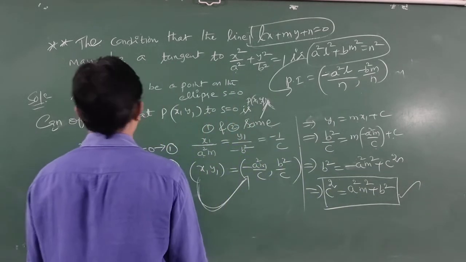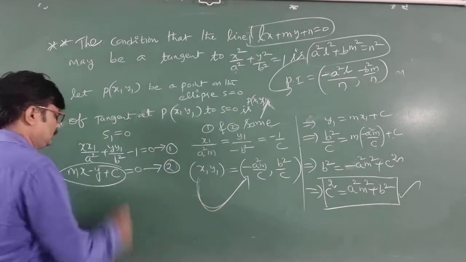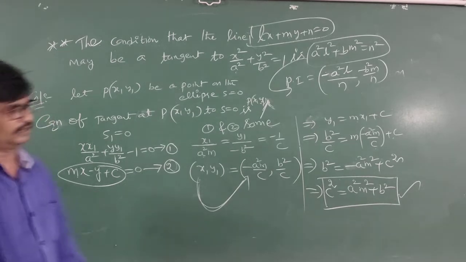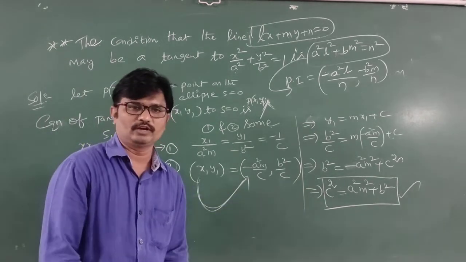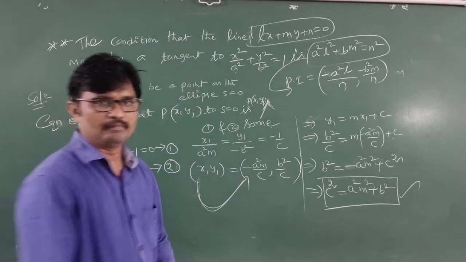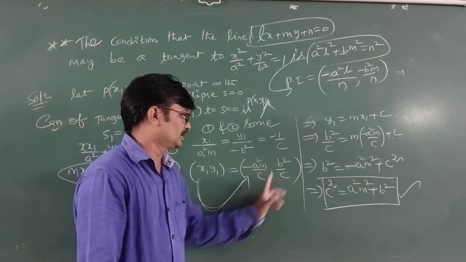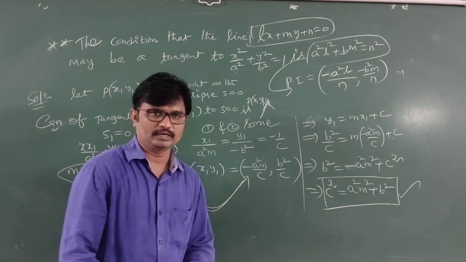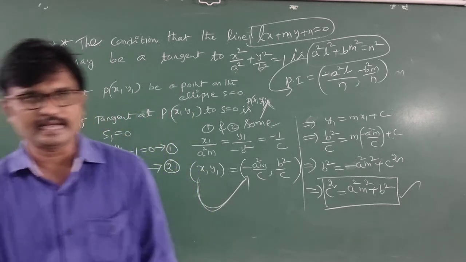Suppose the line is y = mx + c, then the condition is c² = a²m² + b², but the point of contact is (−a²m/c, b²/c). Okay students, this is for the tangent.